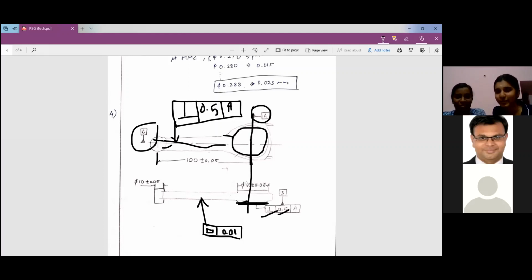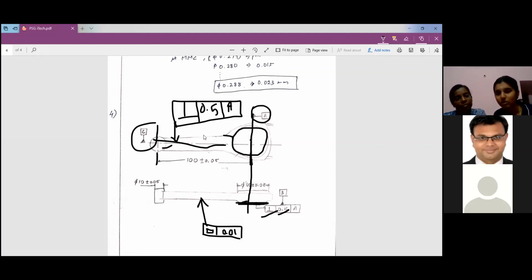Sir, can you repeat it, sir? See, when you are taking parallelism into account, when you define the parallelism, the bigger diameter will correspond to datum C. Correct or not? Yes, actually perpendicularity only, sir. What about parallelism? Parallelism will be with respect to its own datum. It will be with respect to A and with respect to C. Yeah, you are right.